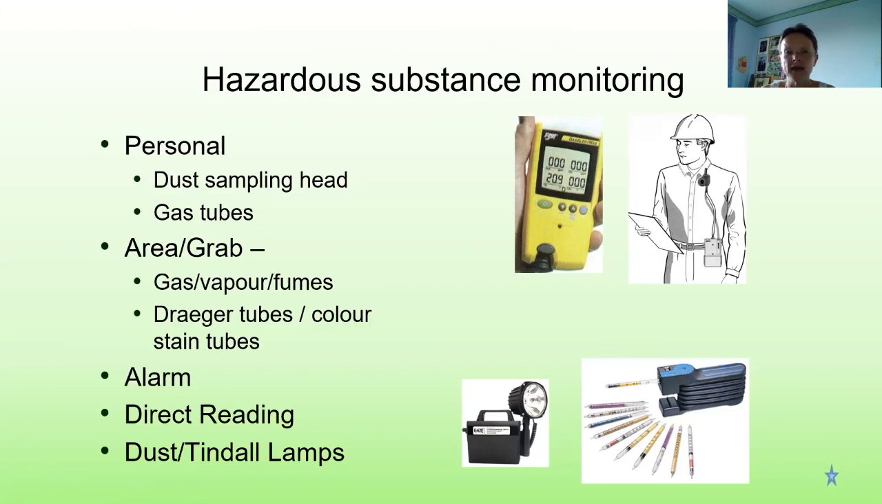The last bit of kit there is called a dust or a Tyndall lamp, and it's used for dust. It's just a very, very bright light for dust and fumes, and it can actually help you see where they're going. It doesn't tell you exactly how much there is, but it can show you if your ventilation system is actually removing the fumes, the vapours or the dust. So depending on our hazardous substance, we may not need to do any monitoring, but if we want to make sure that people are not being exposed to too much, then we can do the monitoring just to check the levels in EH40 are not being exceeded.